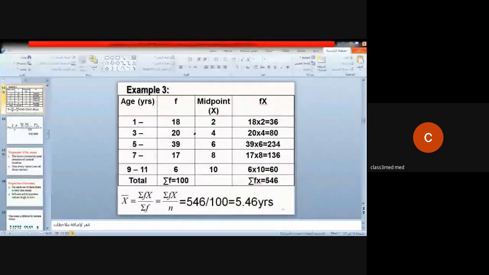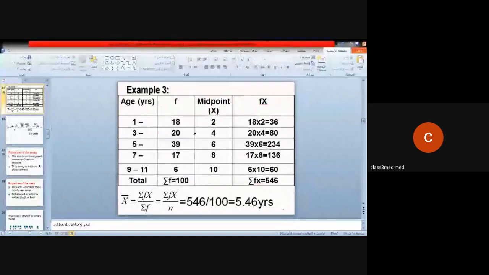We take the lower limits of two successive classes and add them up and divide by 2. So the midpoint for the first class interval is 1 plus 3 divided by 2 equals 2. The next group, 3 plus 5, 8 divided by 2, 4, and so on. Then we will follow the same previous procedure by multiplying the frequency by x, so 18 by 2, 20 by 4, and so on, and then we sum them up, get summation of fx divided by summation of f.